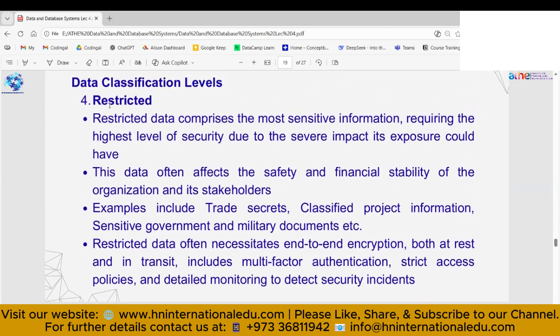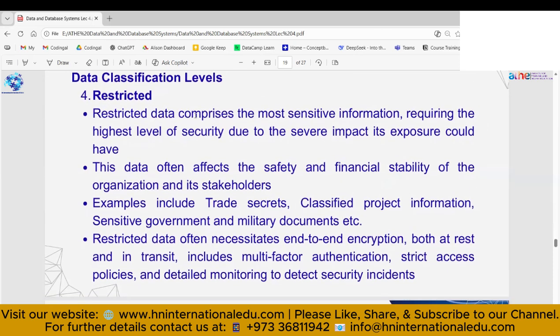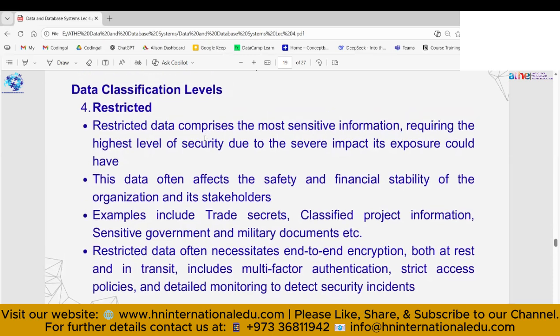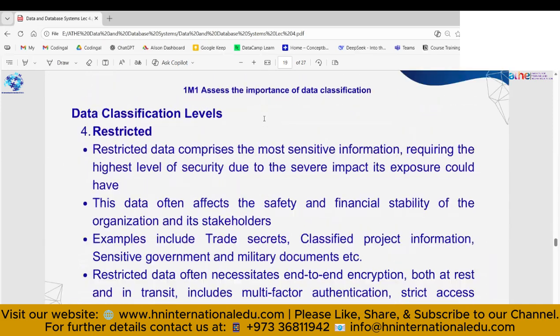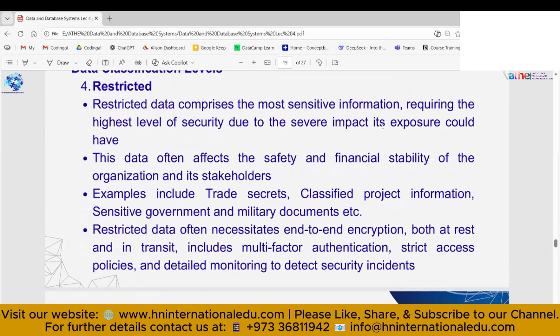Then the last level is restricted. So restricted data comprises the most sensitive information. Okay, it's the most sensitive. That means its level of risk is very high, and it requires the highest level of security. That is why it comes after the confidential data. Okay, and due to the severe impact its exposure could have, this data often affects the safety and financial stability of the organization and its stakeholders.